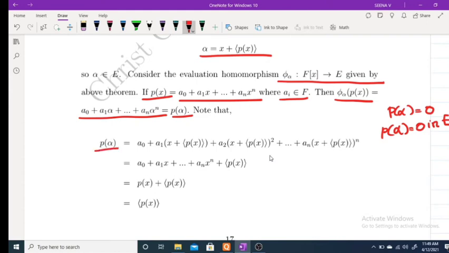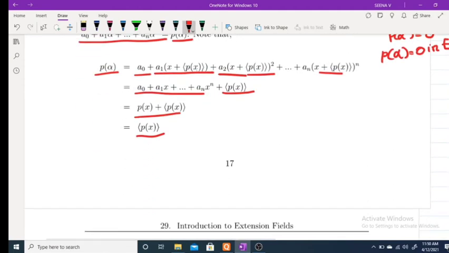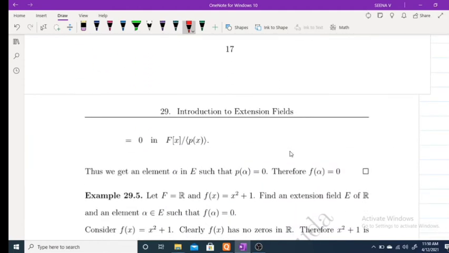Now, what is p(alpha)? p(alpha) is a_0 plus a_1 (x plus the ideal generated by p(x)) plus a_2, and so on. Okay, and we get this one: the ideal, this is actually p(x), which is equal to the ideal. Therefore, p(alpha) equals 0 in F[x] over the ideal generated by p(x). Thus, we get an element alpha in E such that p(alpha) equals 0. Therefore, we get f(alpha) equals 0. This is Kronecker's theorem.